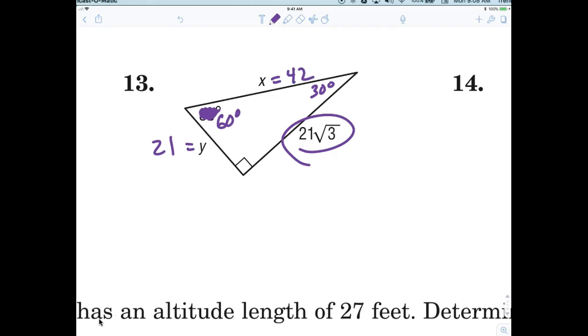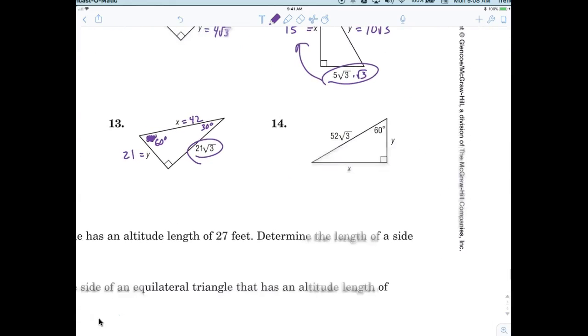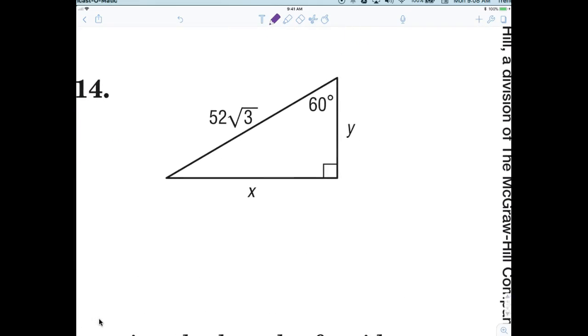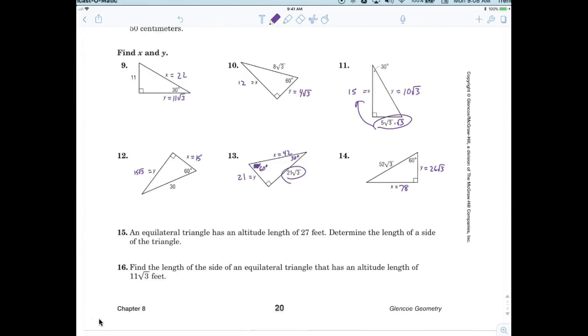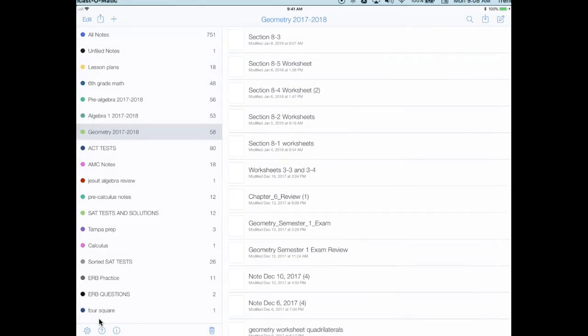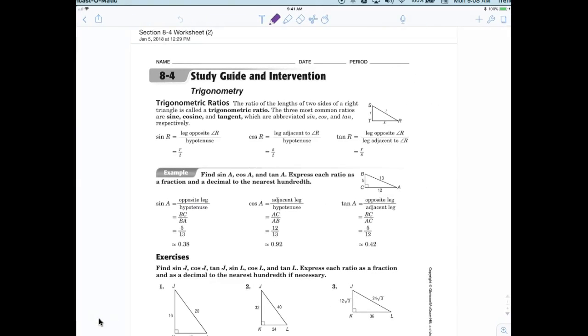42. All right. Okay, so in this case, y would be what? 26 radical 3. Because it's just half. Just 78. Perfect. With radical 3 again, radical 3 times radical 3 is 3, and 3 times 26 is 78. Anybody got any questions? All right, thank you. Let's pull up 8.4 now.